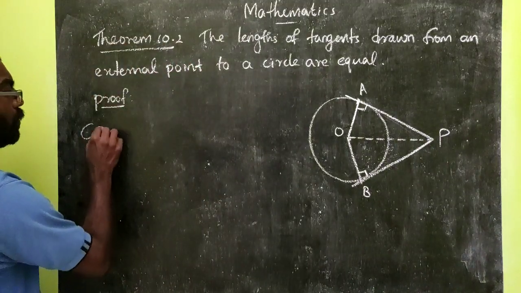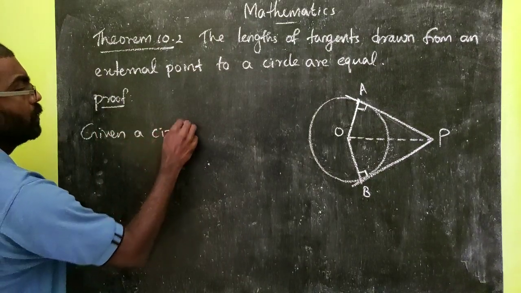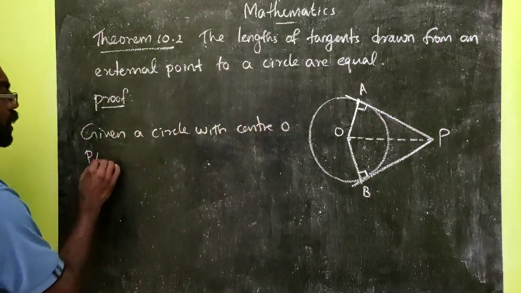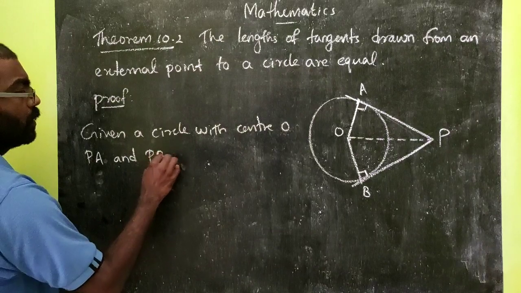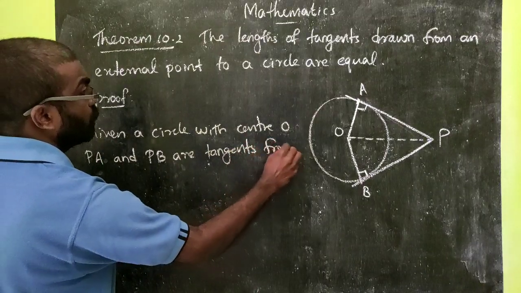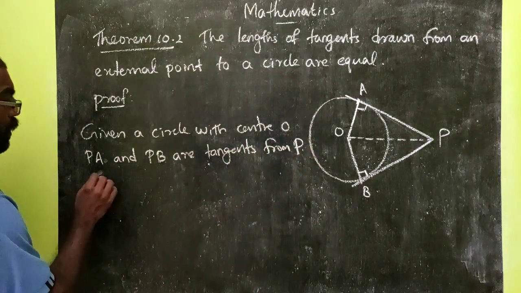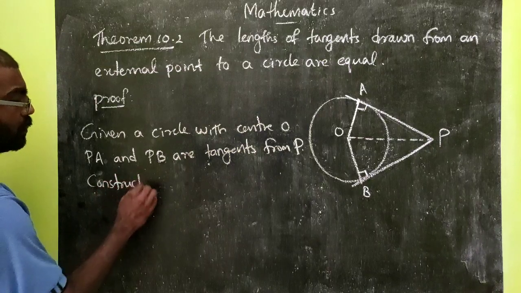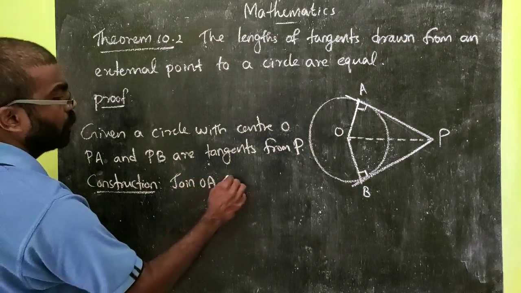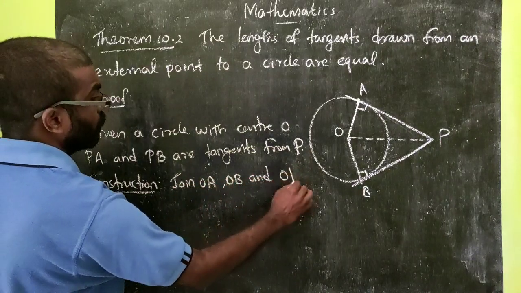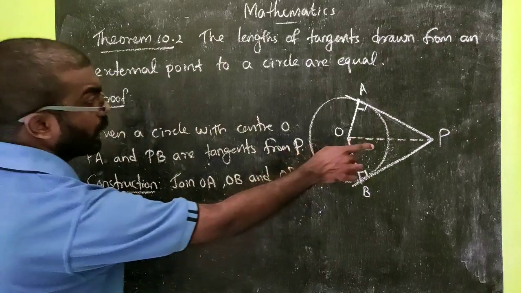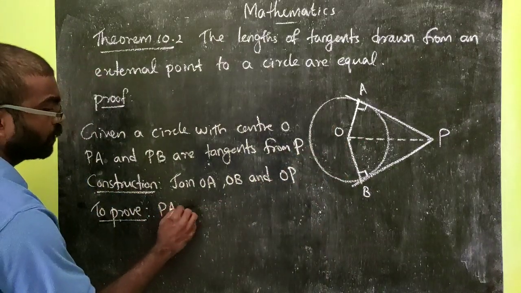Listen. So we are given a circle with the center O. PA and PB are tangents from P. And we make one construction: join OA, OB and OP. To prove, what we have to prove? Tangents are of equal length, that is PA is equal to PB.